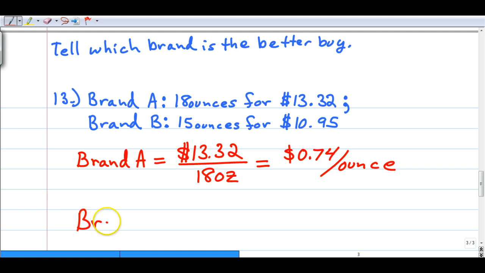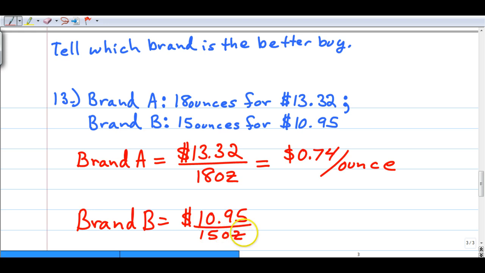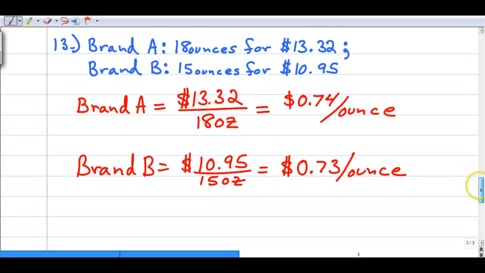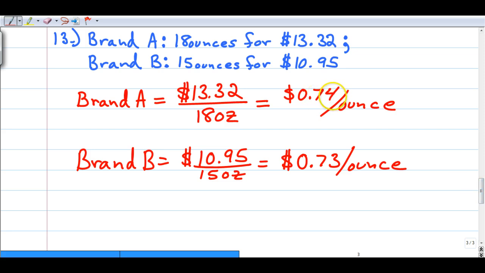We're going to do the same for brand B. We're going to take the $10.95 and divide it by the 15 ounces. This gives us 73 cents per ounce. So now when we compare the two, brand A is 74 cents per 1 ounce and brand B is 73 cents per 1 ounce. That means that brand B is the better buy.